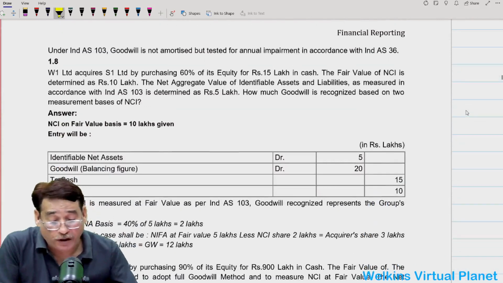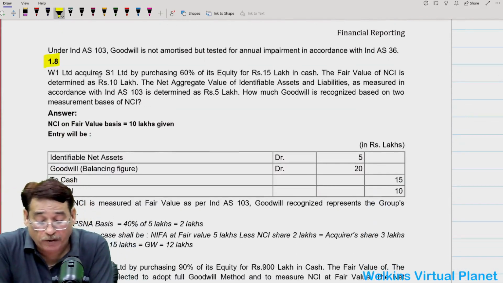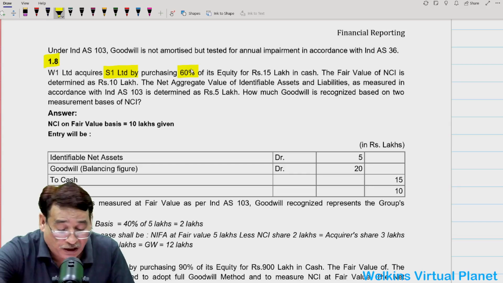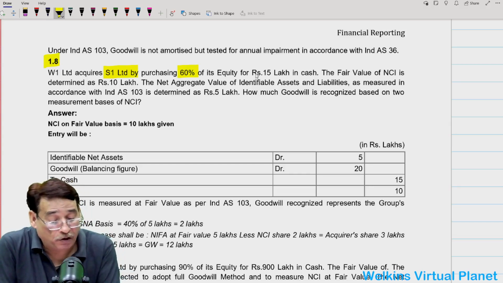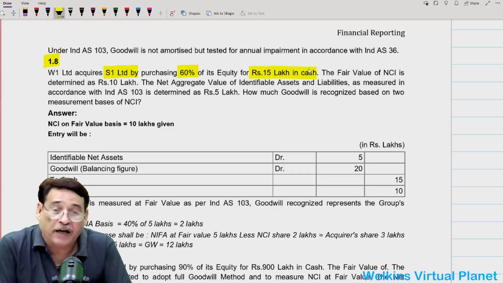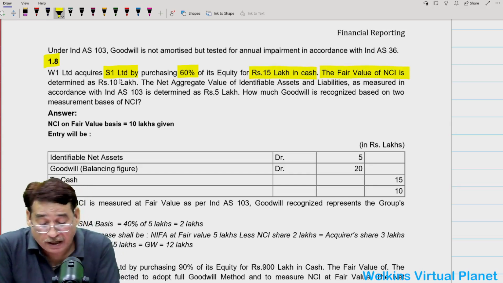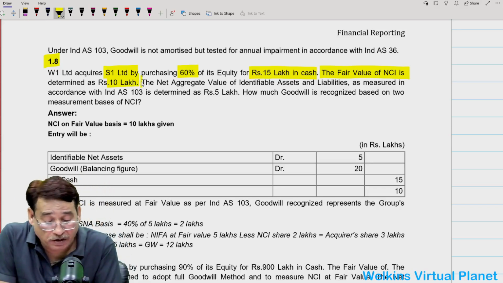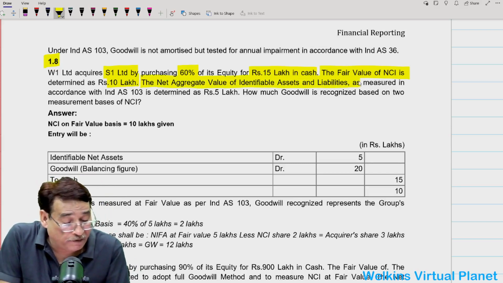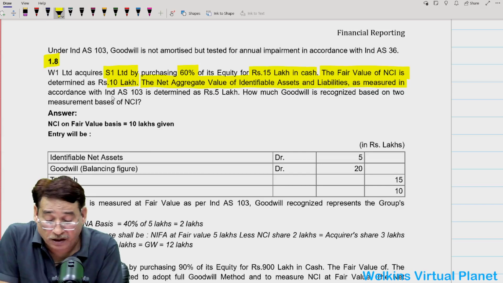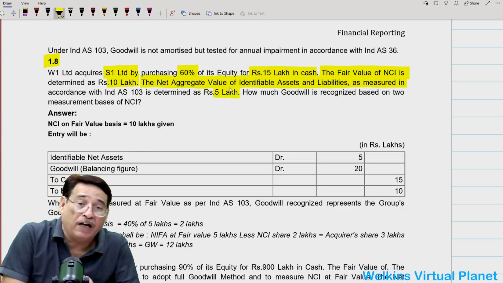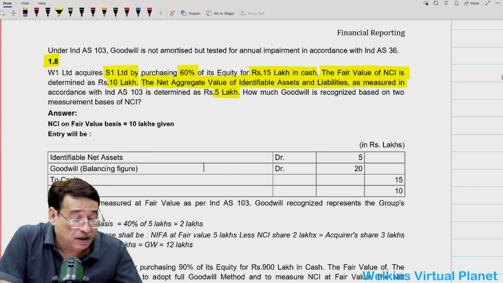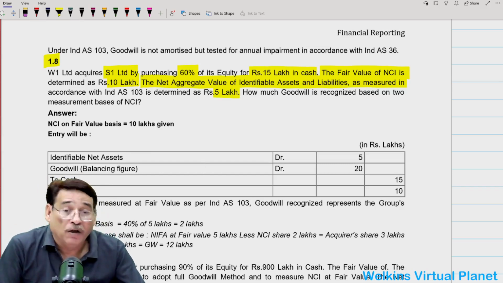Then question 1.8 states that W1 Limited acquired S1 Limited by purchasing 60% of its equity for 15 lakh. So we purchased 60% of equity shares by paying 15 lakhs in cash. The fair value of NCI is determined at rupees 10 lakhs. So the fair value of NCI is already given. Now the question says that the net aggregate value of identifiable assets and liabilities as measured in accordance with Ind AS is equal to 5 lakh. The question is simply asking us to pass the entry. Is it clear to you?